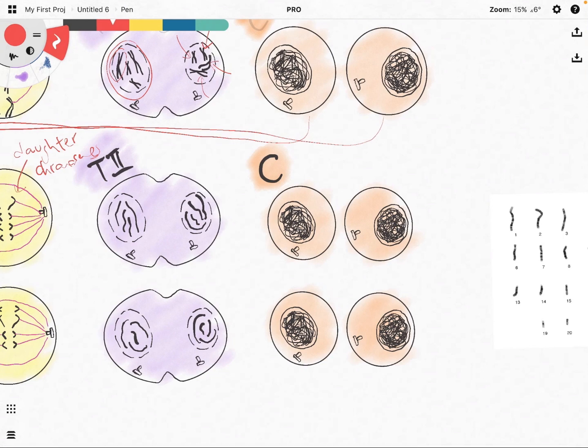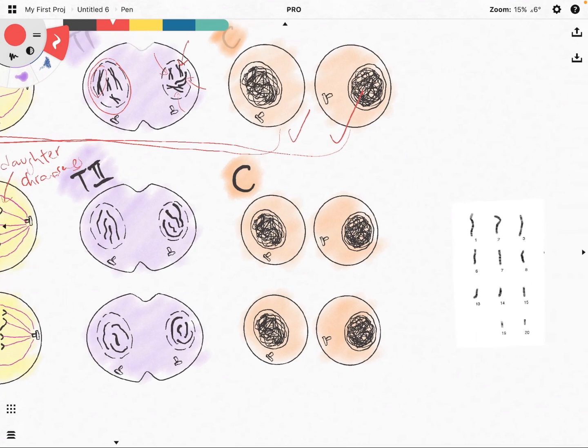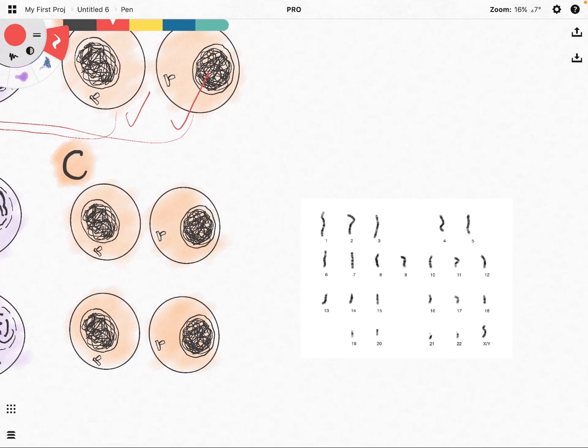This time, we end up with 4 daughter cells in total, right? Because we started off with 2 daughter cells above over here and made them go through cell division. Here, we end up with 4 daughter cells, each with a haploid number of chromosomes. So you'll find a haploid number of chromosomes in each cell.